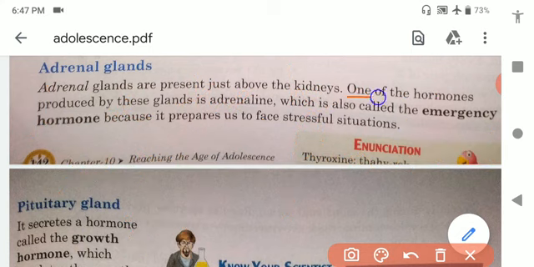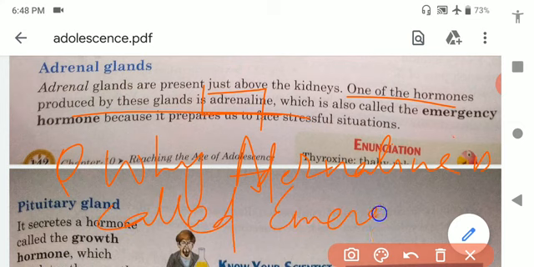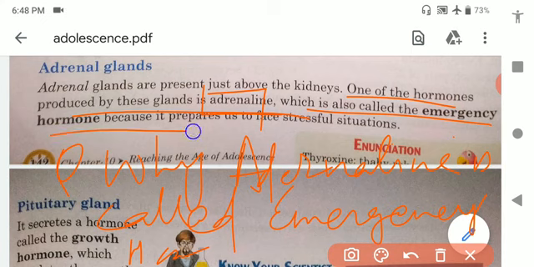Understood? One of the hormones produced from the adrenal gland is adrenaline. So, why is adrenaline called an emergency hormone? Another question. Adrenaline is called an emergency hormone because it prepares us to face any kind of emergency situation or stressful situation. So that is the answer for today.